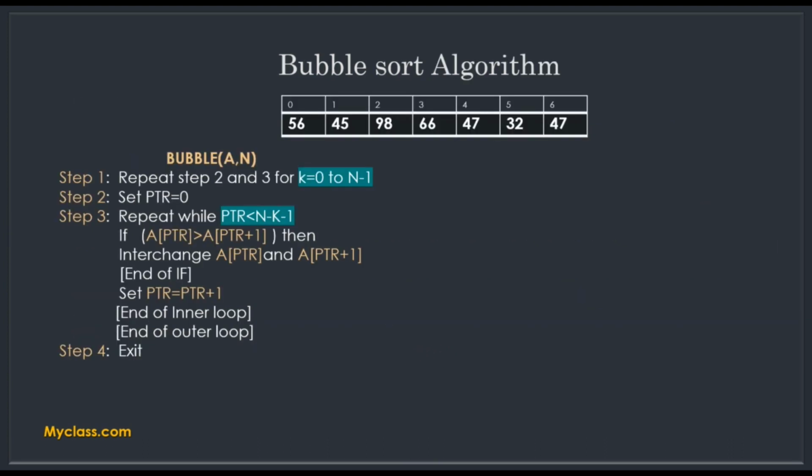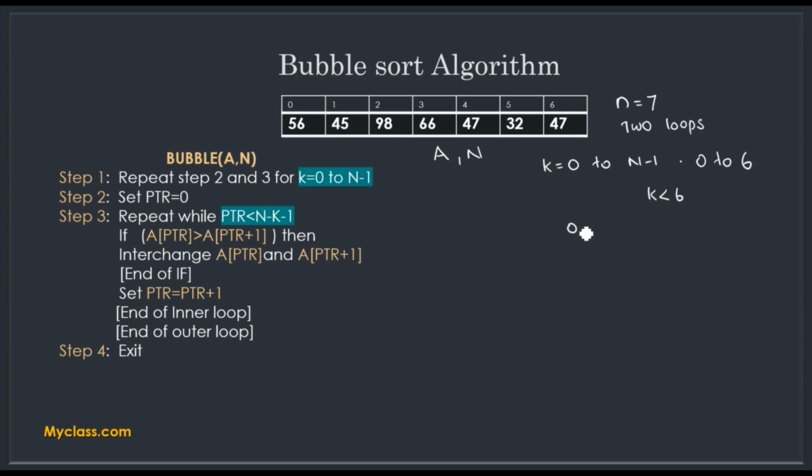So let's discuss the bubble sort algorithm. Here I am taking an example with n equal to 7. This algorithm is for working with an array named A and total number of elements n. In the bubble sort algorithm, there are two different loops, one outer loop and one inner loop. The outer loop is working from k equal to 0 to n minus 1, that is, in this particular example, 0 to 6, meaning k less than 6.